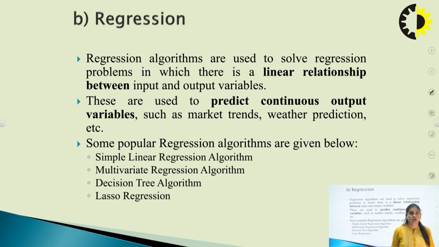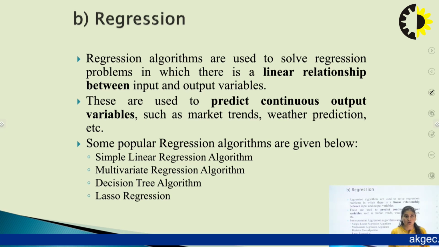Next we have regression. Regression algorithms are used to solve regression problems. What is the regression problem? Means in this, the target function is the continuous value, it is not the discrete one. So in this, there is a linear relationship between the input and the output variables, and these are used to predict the continuous output variable. Suppose we are having a series of numbers like 4.1, 4.2, 4.3, and so on. But in the classification, the target function should be discrete. Means it should be the categorical one. It can be 2 categories, it can be 3.